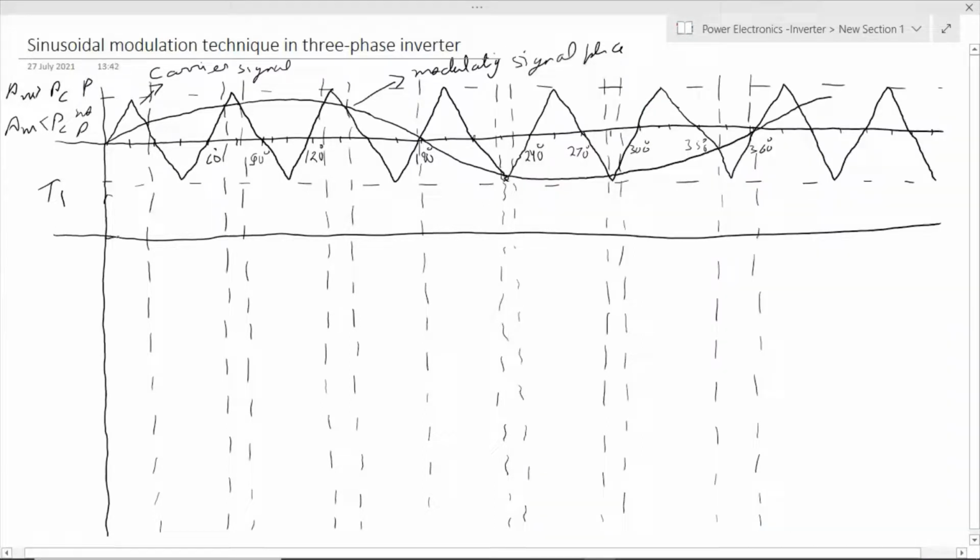It will be 0 because in the first region, your modulating signal amplitude is less than your carrier signal, so there will be no pulse, and then the modulating signal has higher amplitude than the carrier signal, so a pulse is generated. Likewise, you can just complete this whole pulse train.